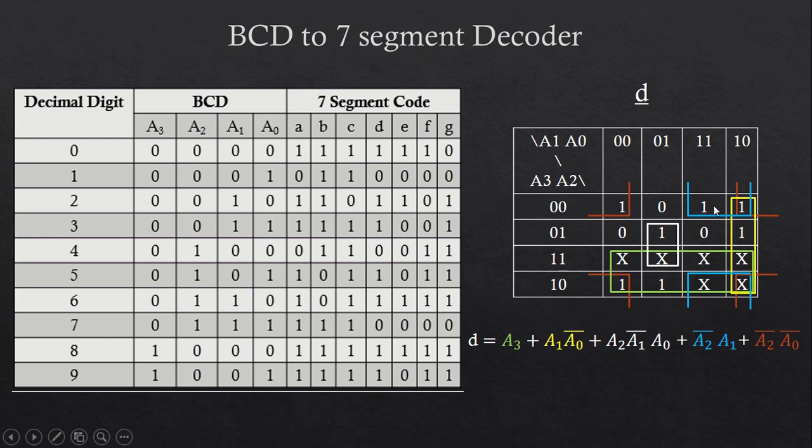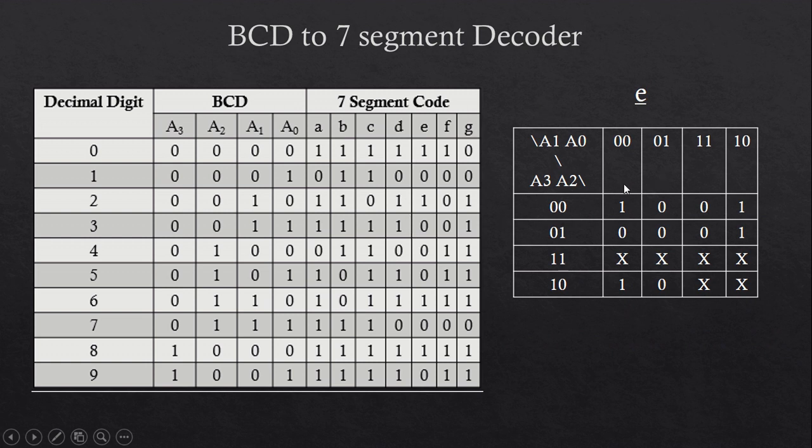For E, we have 1 0 1 0, 0 0 1 0, 1 0. We perform this grouping and obtain the expression E equals A2 bar A0 bar or A3 or A1 A0 bar.